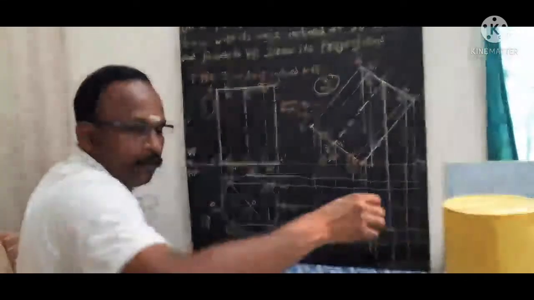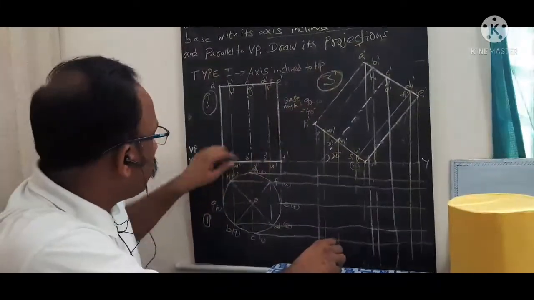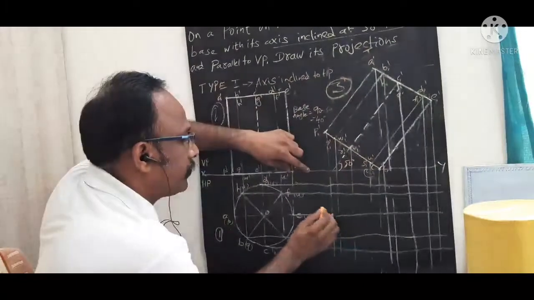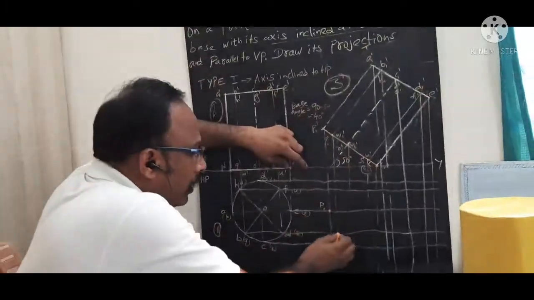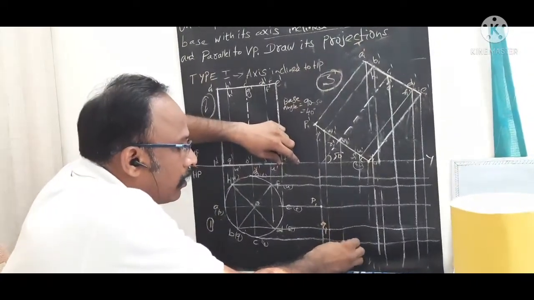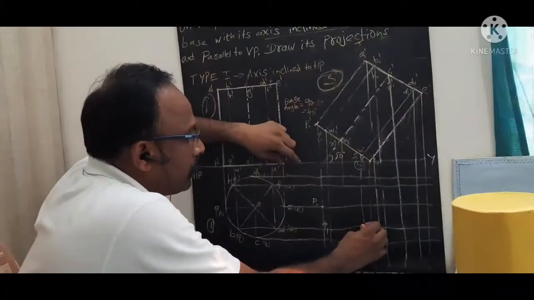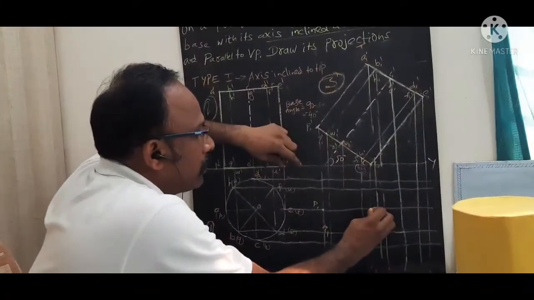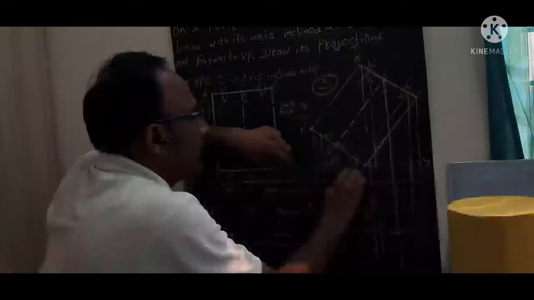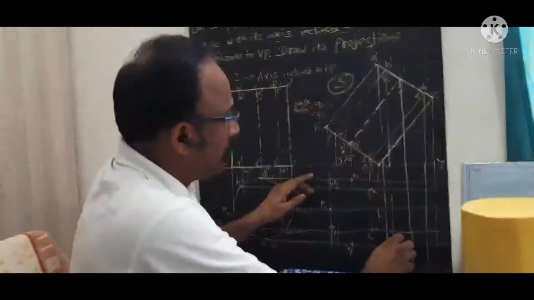Now, wherever the projectors intersect, we need to connect. So here B and B dash. This point I call B1. Similarly, you mark this point Q1, this point R1. This point is very complex. S1, this is D1, U1, V1, W1. This corresponds to the bottom circle.